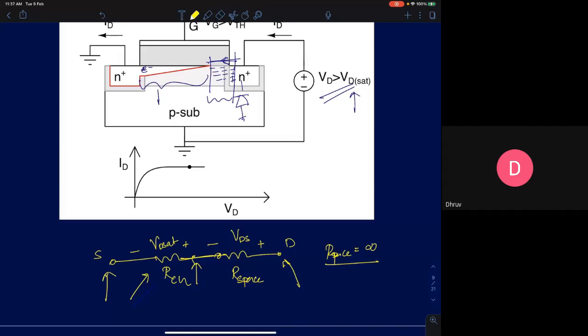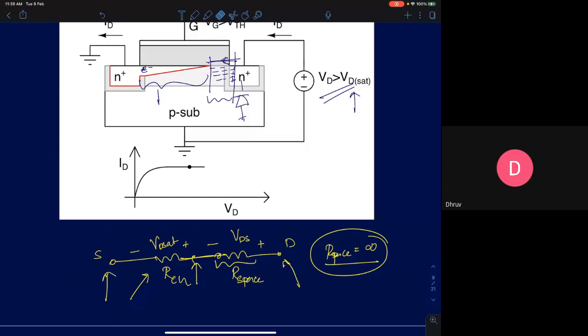What will be the resistance of the space charge region? It's a non-conducting region, right? It's a region filled with depletion charges. What will be the conductance of that region? Resistance of that region is infinity. Okay. So the resistance here is infinity. The space charge region resistance is infinity, zero conductivity.